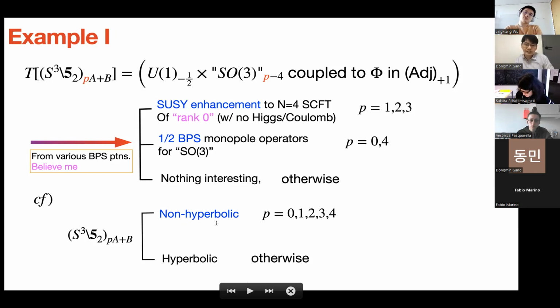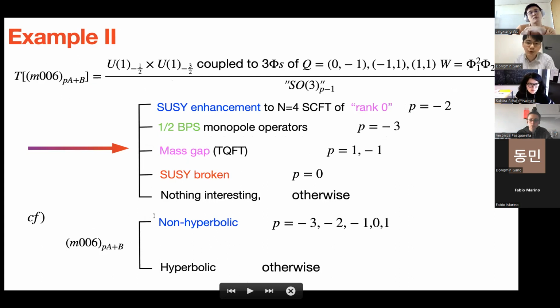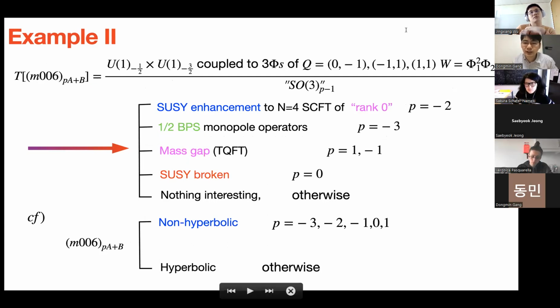So from this experience, we found that for these hyperbolic cases, in the corresponding field theory there is nothing interesting happening, and for non-hyperbolic cases, very special things happen, and the IR dynamics is very non-trivial. And this is one example. And then let me give a more interesting example.